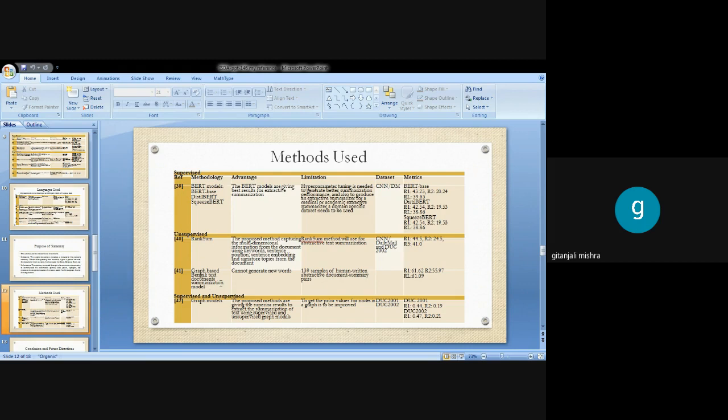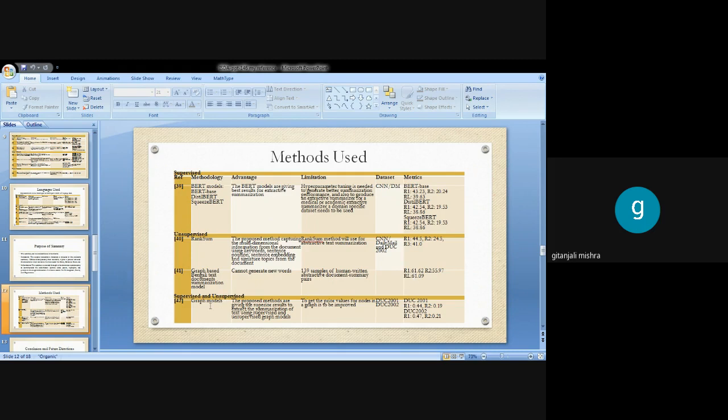Next one is the graph-based Bengali text document summarization model. The advantage is that it cannot generate new words. It means the words available in the input text are limited to that, and it will not give any extra words. But the limitation is that only 139 samples of human-written abstractive document summaries are used, and these are the metrics used for the evaluation of that model.